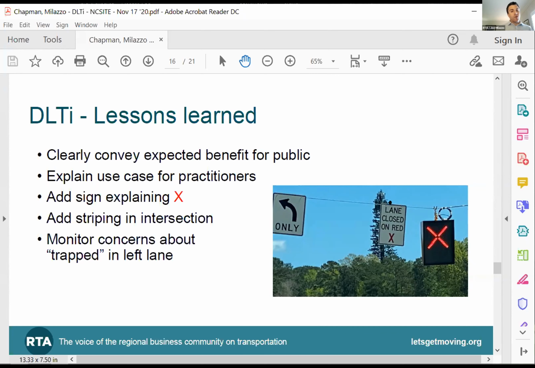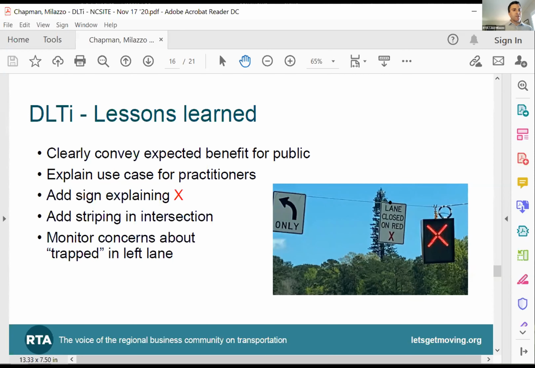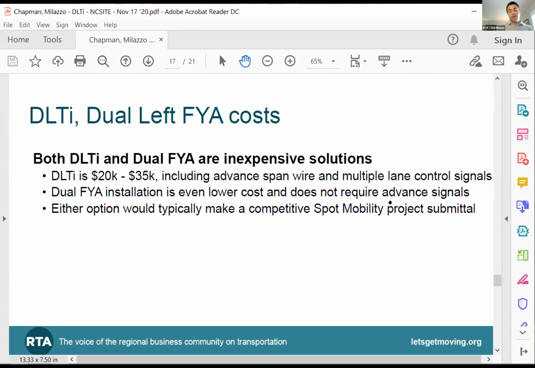The reality is in a new context, it can still be unexpected and the sign can help. The striping was added, we mentioned that, and then Jeremy also mentioned the concerns about traps in the left turn lane. Regarding cost, it is low cost, probably between 20 and 35,000. I think this initial install is a little closer to the higher amount. That includes, again, your advanced span wire and the multiple lane control signals.